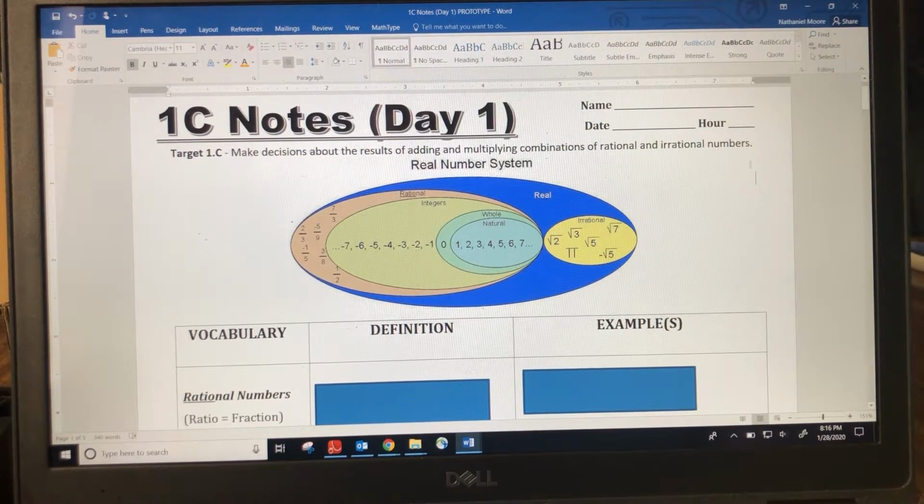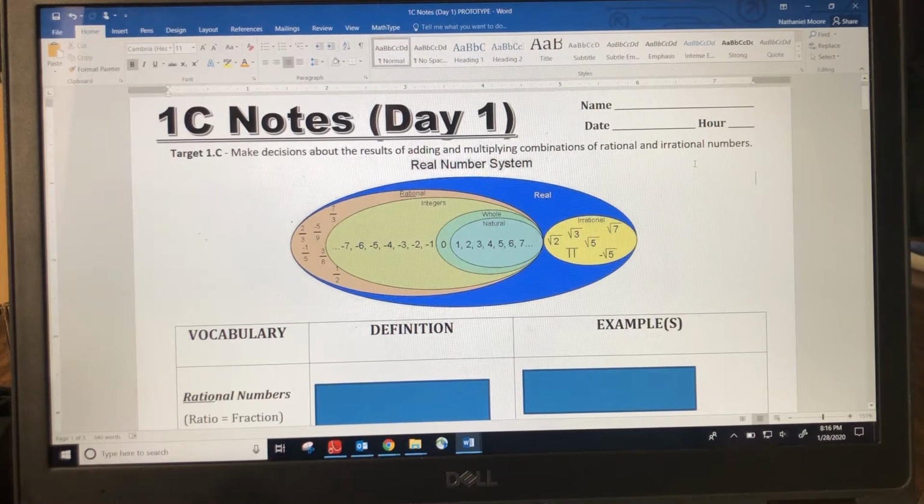Okay, so today, unfortunately, my screen capture technology is not working, so we're going to go with this other system here. Today we're going to talk about real numbers, and real numbers are split up into two main groups, which are rational and irrational. So we're going to talk about these two different kinds of systems.